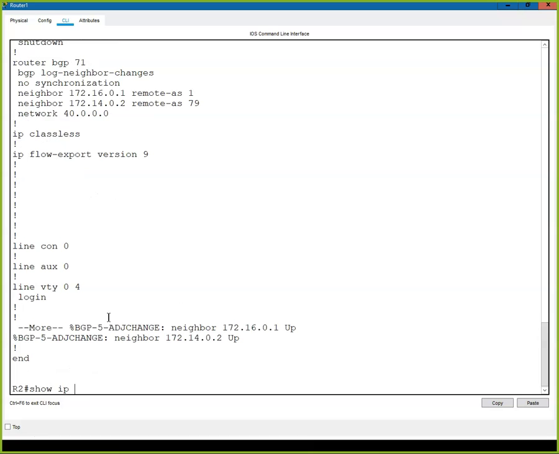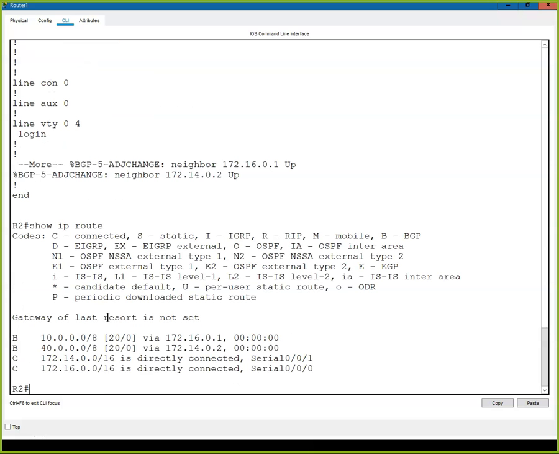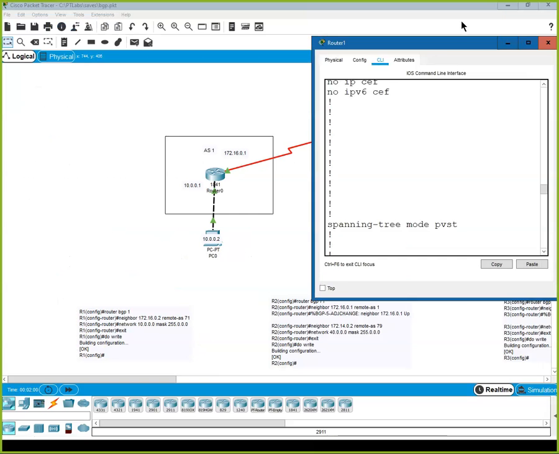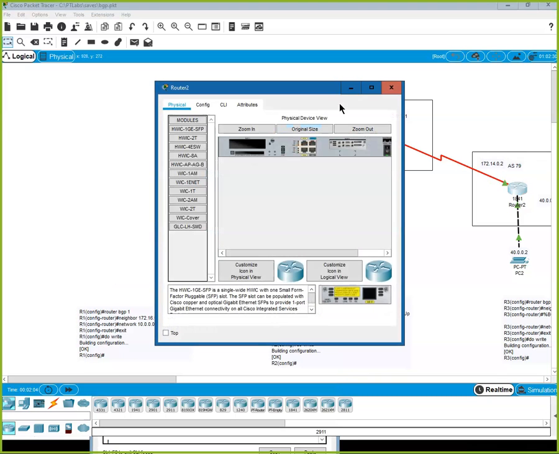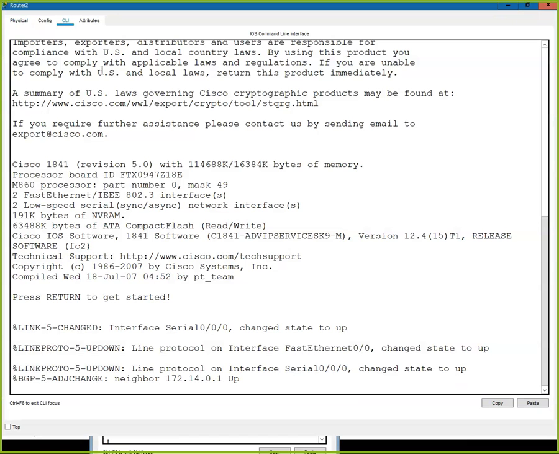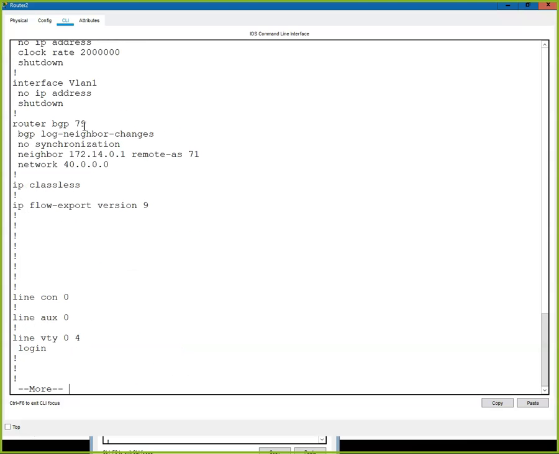But if I show an IP route here, we now have BGP to get to the 40 network via 172.14.0.2. I'm going to go back and look at this one real quick and show run. So it's router BGP 79, which is its autonomous system number. It is advertising network 40, and it's the one that should be advertising network 40, not the other one.